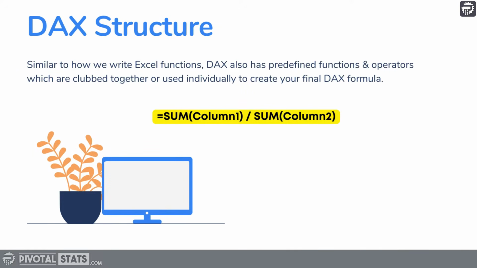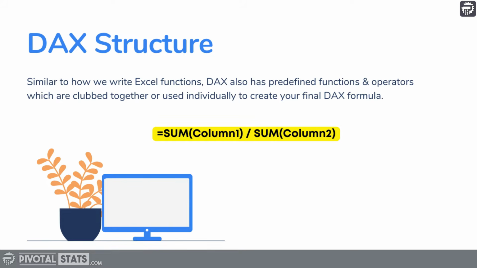Similar to how we write Excel functions, DAX also has predefined functions and operators which are clubbed together or used individually to create your final DAX formula. Now, this is an example of a DAX function which sums two columns separately and then divides them to get the final result. Here we have used the SUM function, which is a predefined function within DAX, similar to Excel, with the division operator to get the final result.